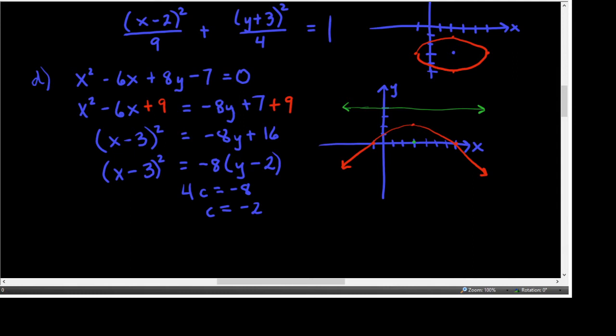Oh, you know what I haven't been doing, and I should have been writing, because it said decide on the type of conic. I said it each time, but I didn't write it. So if you want to go back in your notes and fix that, that's probably not a bad idea.